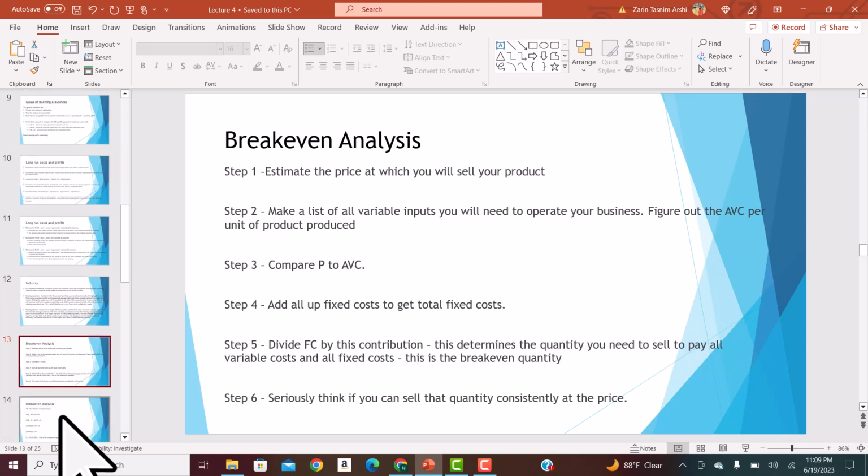So under a break-even analysis, we will estimate the price at which you sell the product. To look at the break-even analysis, we will first look into the price that is paid. Then we make a list of all the variable outputs and find out the average variable cost per unit. Then we compare the price to the average variable cost. And then we will also add up the fixed cost to get the total fixed cost. Okay, we also divide fixed costs by the contribution. This determines the quantity you need to sell to pay all variable costs and all fixed costs. This is the break-even quantity. So this is how we will do the break-even analysis.